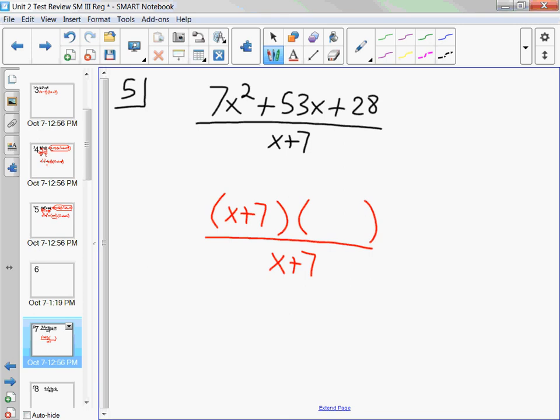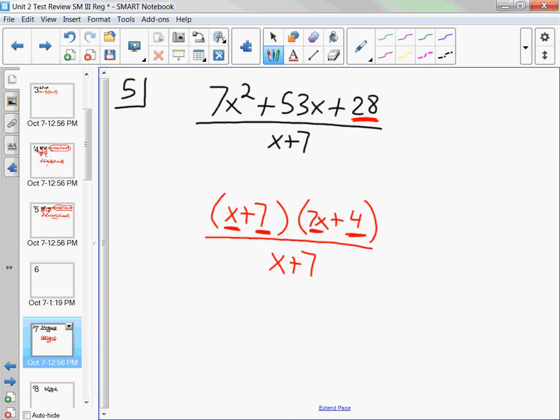I know that the first number in each binomial, this x, and this number that goes right in the first spot in that binomial, is going to be 7x squared. Well, if I times x by something and I get 7x squared, that has to be 7x. So x times 7x is 7x squared. I also know that the last number in each binomial, the number that goes right there and the number that goes right there, times together, give me the last number in the trinomial. So I just need to know 7 times what is 28? And the answer is 4.